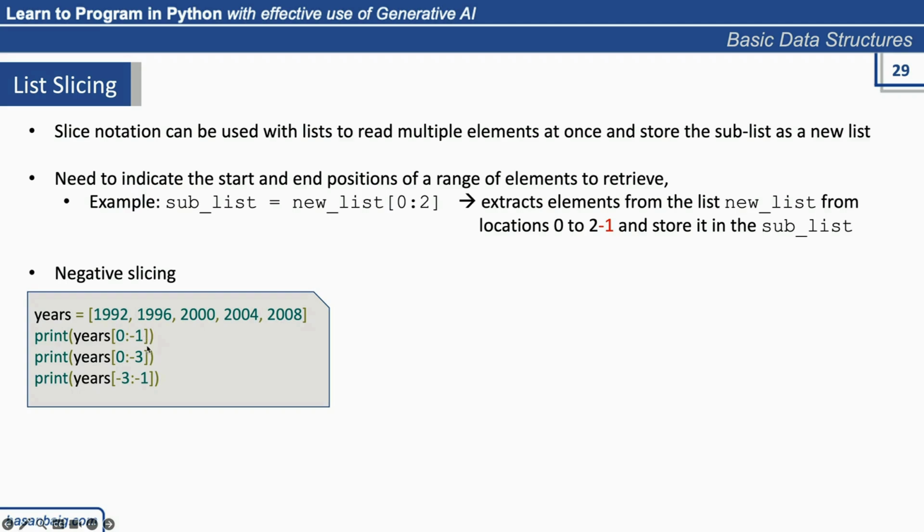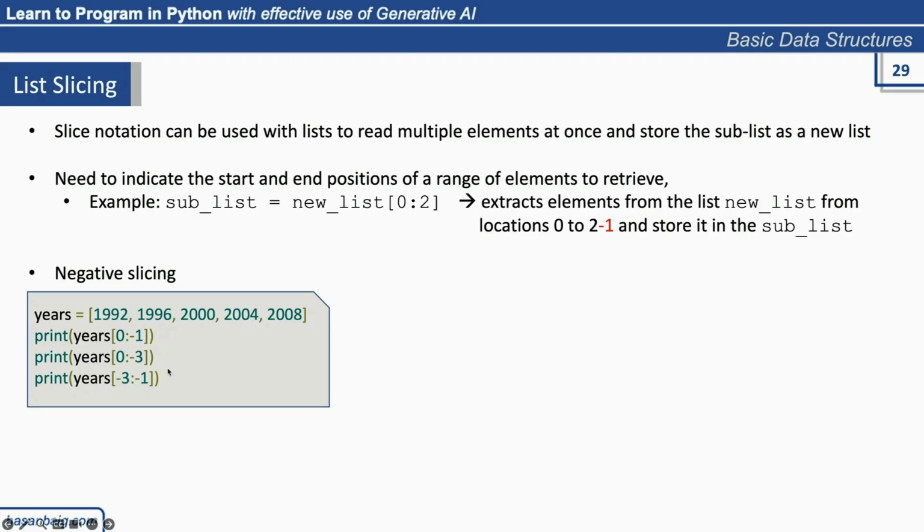Or in other words, you can perform this operation: -1 minus 1, which is -2. So it will start from 0 to -2. So -2 is the second last element. Okay? So it will print everything starting from 1992 to 2004.